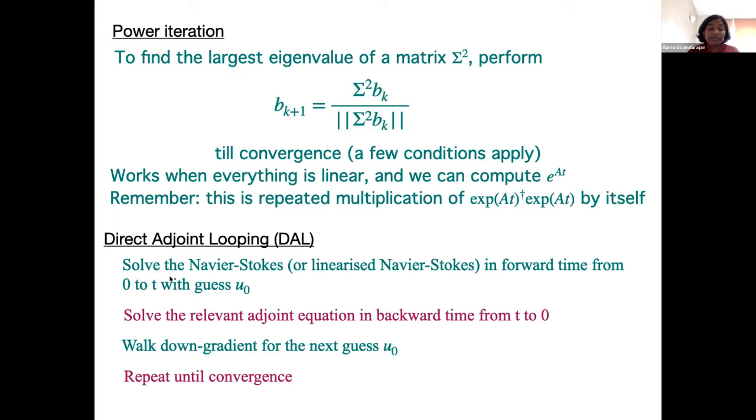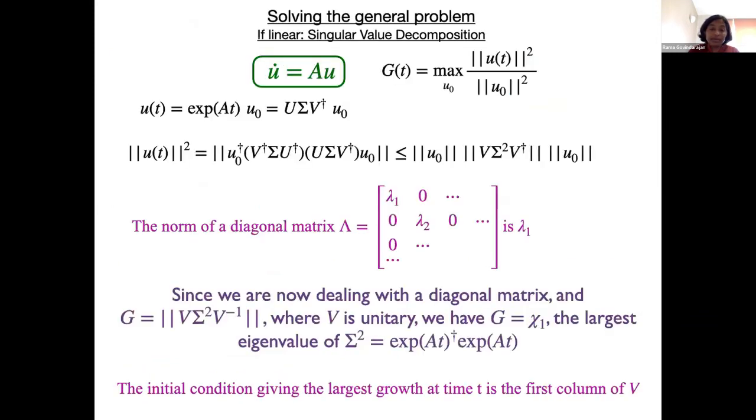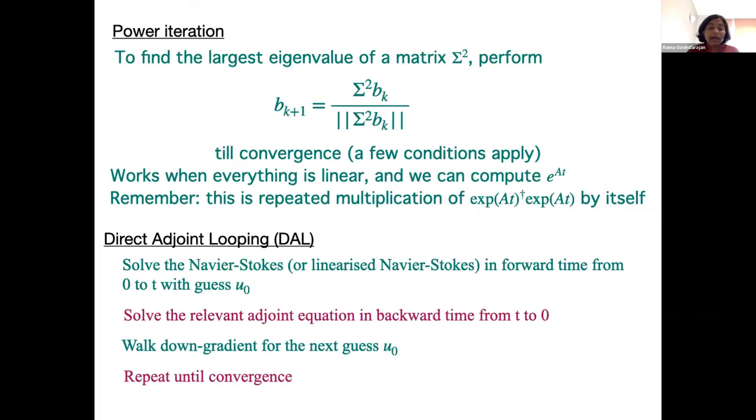So what we do is we solve the Navier-Stokes in forward time from 0 to t with guess u0. In other words, we are taking this equation or a nonlinear version of this equation, starting from u0, and performing this operation till time t and actually solving for u(t), rather than getting e to the At. So from u0, I'm hitting it with the correct operator, whether it's linear or nonlinear, solving the entire Navier-Stokes and getting the velocity field at time t.